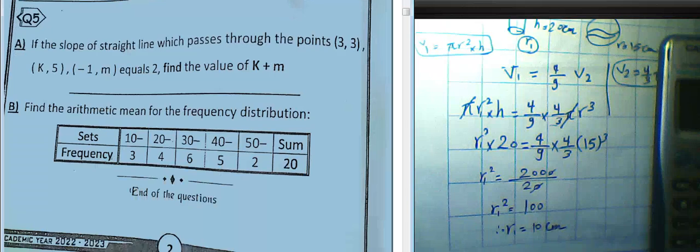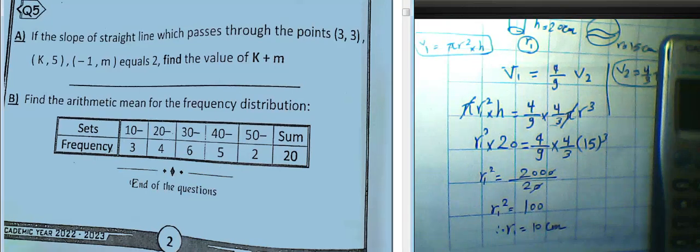Find... question 5, letter A. If the slope of the straight line which passes through the points (3, 3), (k, 5) and (-1, m) equals 2, find the value of k plus m. Okay, the straight line passing through 3 points.